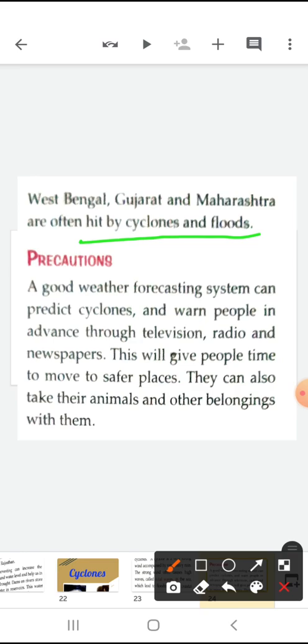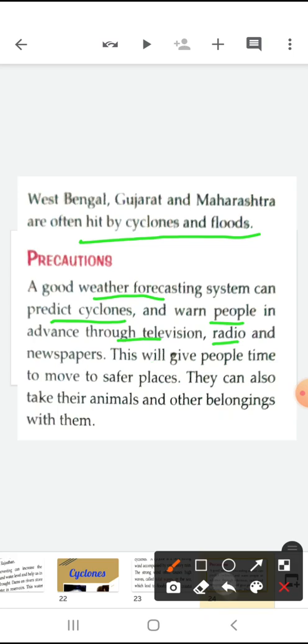Now, what are the precautions to be taken at the time of a cyclone? A good weather forecasting system can predict a cyclone. If the weather forecasting system is very good, then they can predict when a cyclone is about to come, and they warn people in advance through television, radio and newspaper. This will give people time to move to safer places. They can also take their animals and other belongings with them.